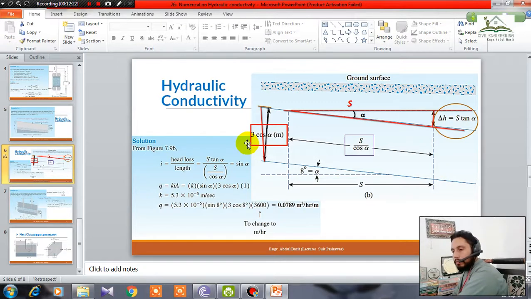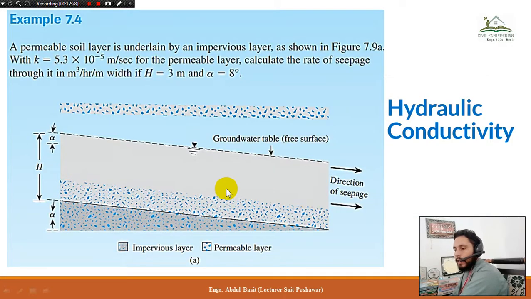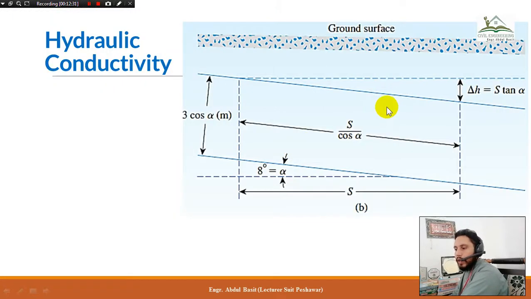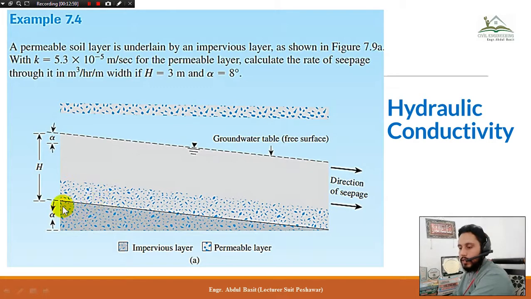Okay, so here it is. Let me make it clear first again. This situation is drawn over here in the simple form, just in line diagrams. So you can see that alpha is equal to 8 degrees, already given in the statement. This line shows the transition line between hard strata and the pervious strata or permeable layer. This is the permeable layer, this is the hard strata.